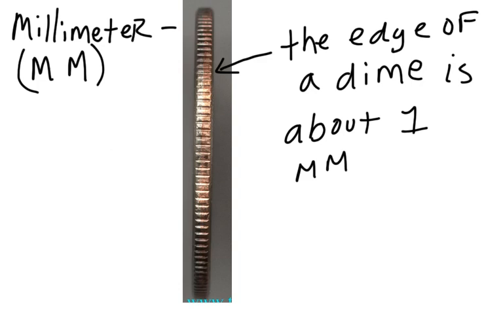So a millimeter, the edge of a dime, so from right here, so across here, is about 1 millimeter. So the edge of a dime. So think about how small it is when you're talking about 1 millimeter. It's a very small unit of length.